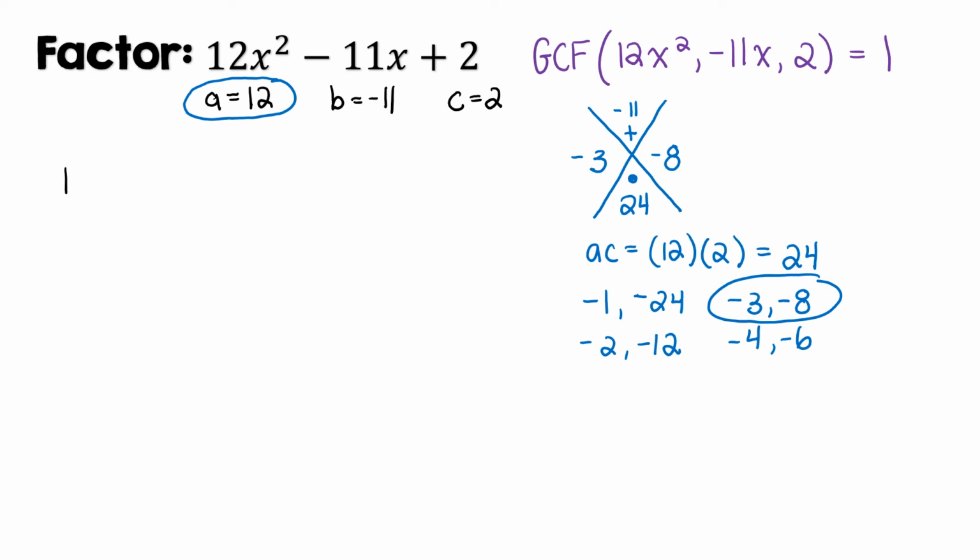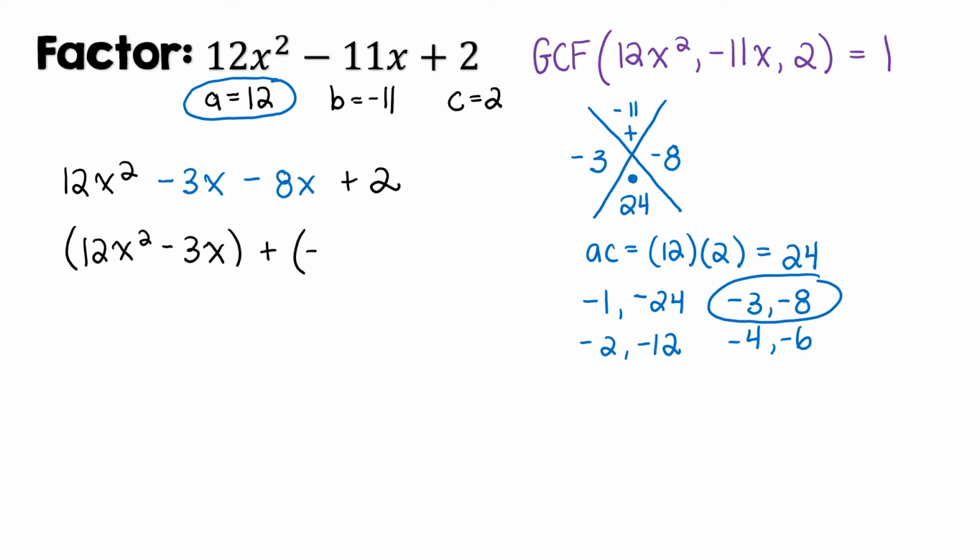So my expression is 12x squared minus 3x minus 8x plus 2. Then I can split this into two groups and factor by grouping. So I have the quantity 12x squared minus 3x plus the quantity negative 8x plus 2. Now I'll factor the greatest common factor from each group. The greatest common factor between 12x squared and minus 3x is 3x. So I have 3x times 12x squared divided by 3x gives me 4x, and negative 3x divided by positive 3x gives me minus 1.